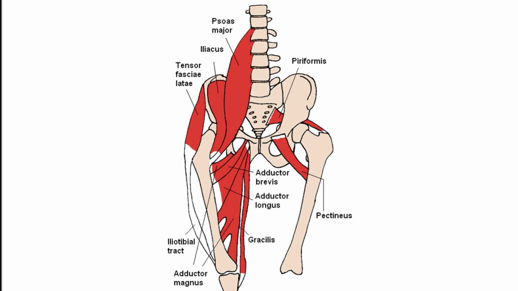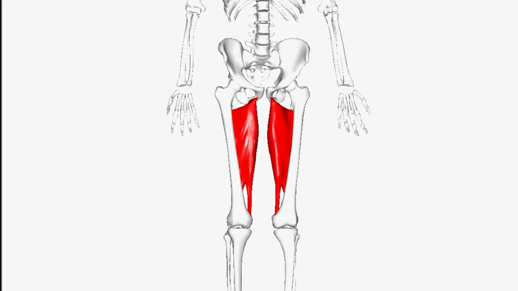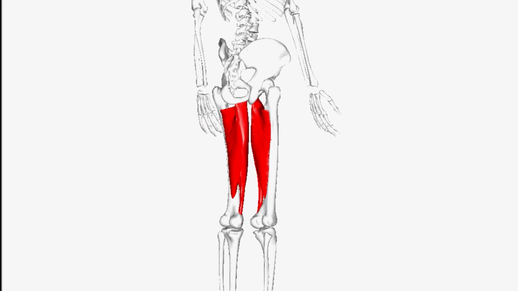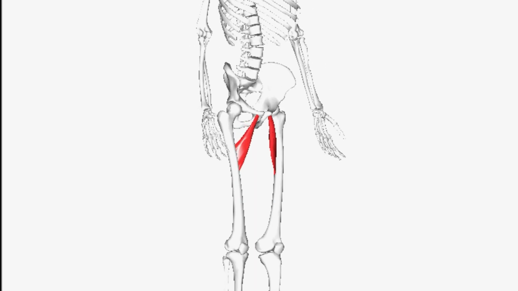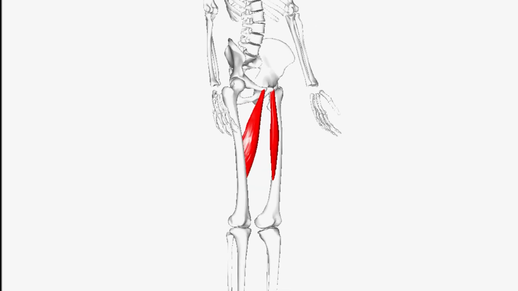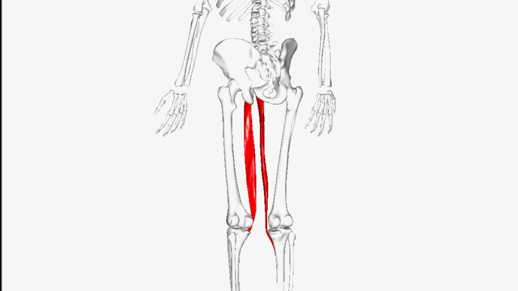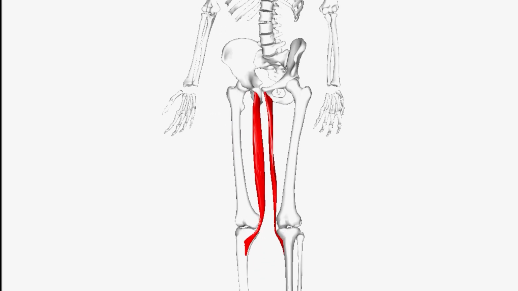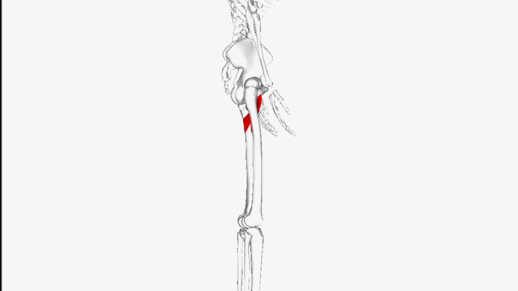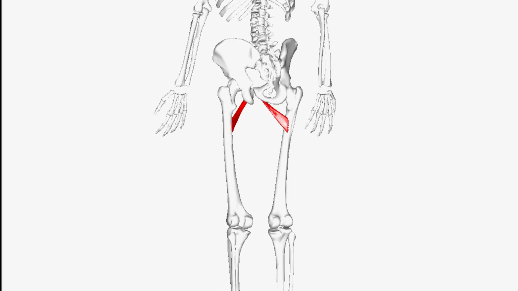The adductor group is another group of muscles to note. These are your groin muscles. There are four muscles that make up this group: adductor magnus, adductor brevis, adductor longus, and gracilis. They originate on the pelvis and insert down on the medial epicondyle of the femur. They adduct the femur or bring your leg toward your body.